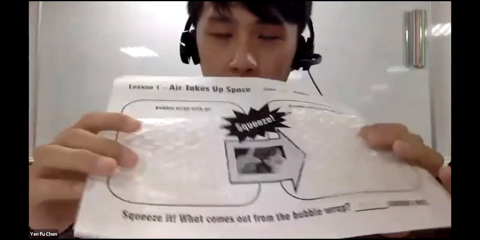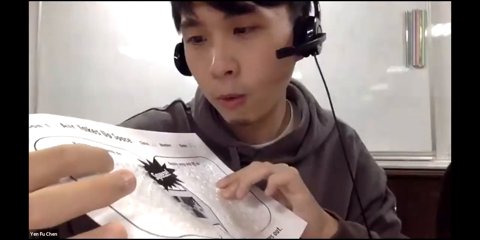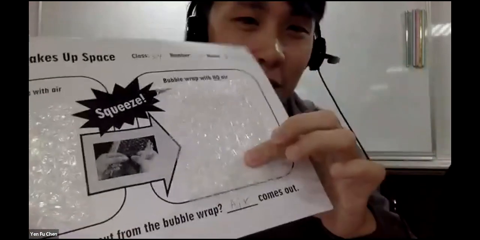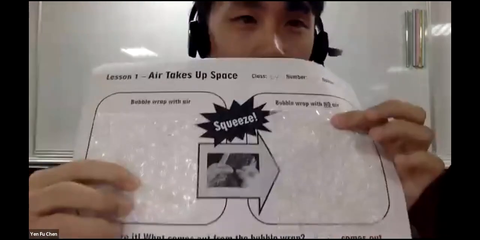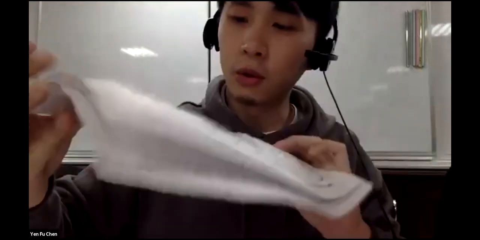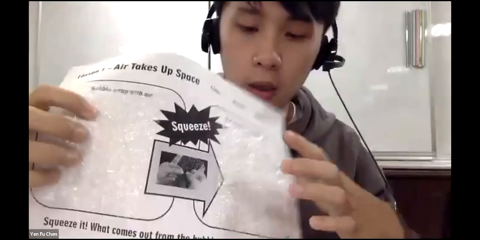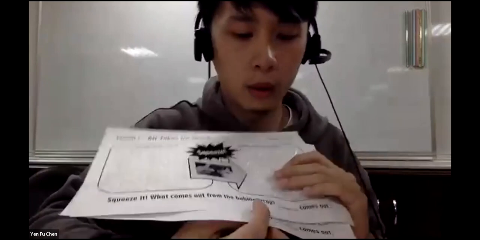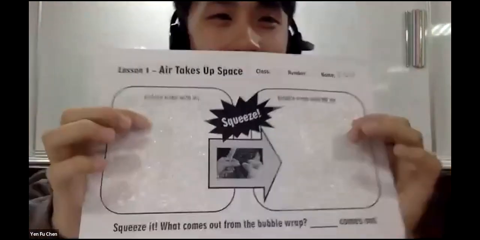I can show everyone their work here. So this is one of my students. As you can see, these bubble wraps with air are still full of air. But this part, they all squeezed it, so it's bubble wrap with no air. I think they all did a quite great job. The students all know that they have to stick the one with no air here and the one with air here, and they write down the word air. Yeah. So thanks. Okay, let's go back to my PowerPoint.